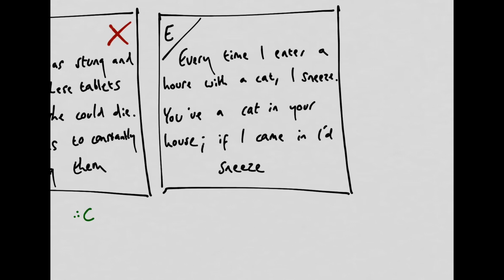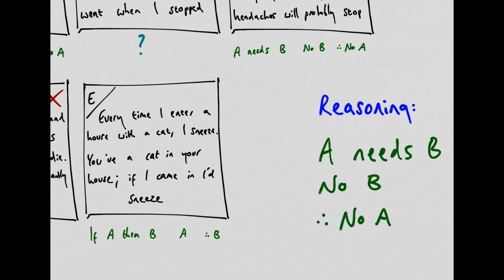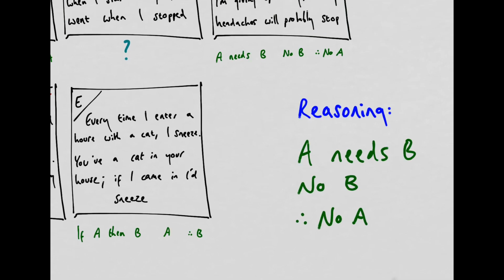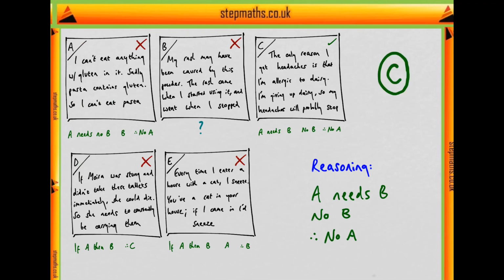Option E says that every time I enter a home or house with a cat, I sneeze. You have a cat in your house. If I enter, I'll sneeze. So the logical form of this looks something like this. If A, then B. If I enter a house with a cat, then B, I sneeze. A, there's a cat, therefore B, I sneeze. And let's compare this with the reasoning used in the passage, and we'll see that it's different. So that leaves option C as the option which most closely parallels the reasoning used in the argument.